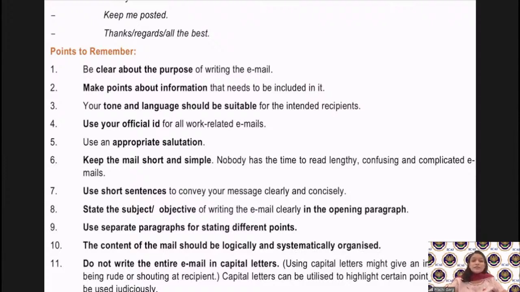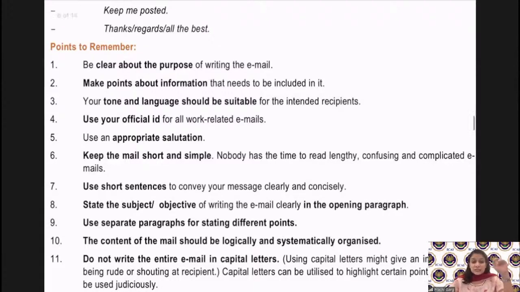Use short sentences to convey your message clearly and concisely. Don't make lengthy sentences. When we were doing the article or the report also, always use short sentences because they are better in clarity. State the subject and objective of writing an email clearly in the opening paragraph. In the opening paragraph, your intent should be clear about why you're writing this email.